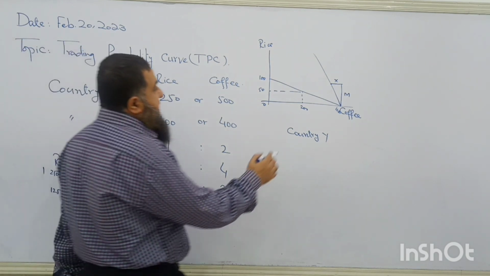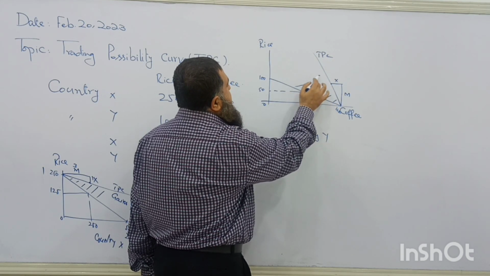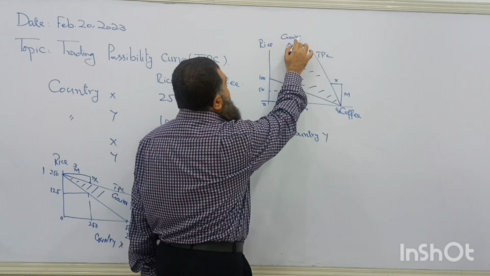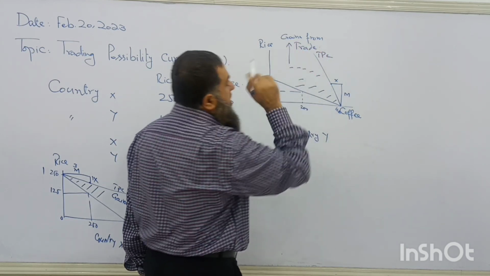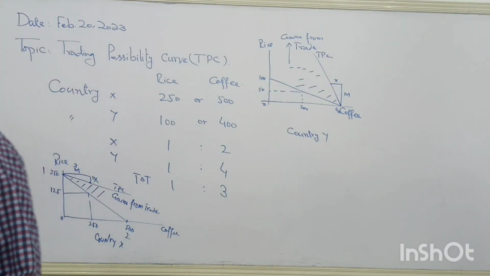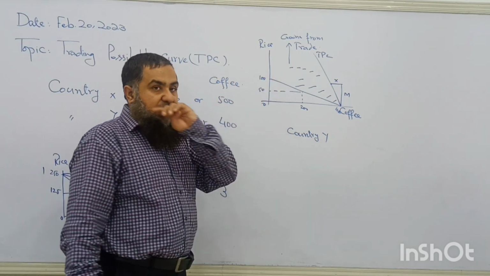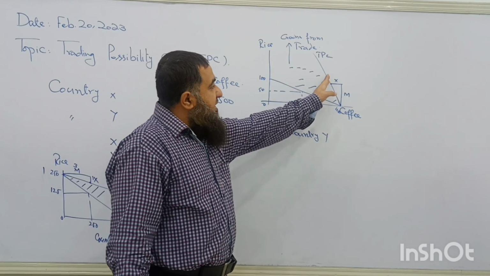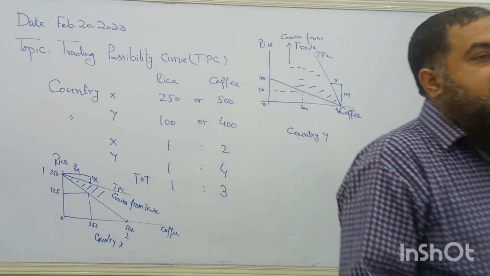Clear? You can also see that as this trading possibility curve is lying away from the PPC of the country, the country will have gains from trade. Alright? The gains from trade will increase when the trading possibility curve is lying away from the PPC of the country. Now, if this trading possibility curve becomes closer to the PPC, gains from trade will decrease for that country.